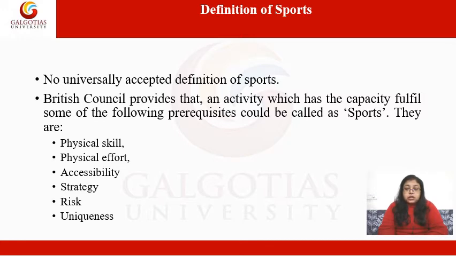And of course, uniqueness. The particular activity must have something different from all other activities. So some element of newness must be there. So any activity which has the capacity to cover all these aspects, as per the British Council, can be defined as something called sports.